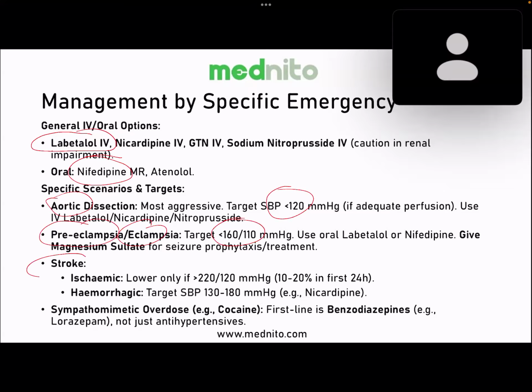All right. If it is an ischemic stroke, you'll have to lower the blood pressure only if the patient has more than 220 by 120. This is a new guideline. Please do stick to the guidelines. All right. If it is hemorrhagic stroke, the most important thing is the systolic blood pressure needs to come down to 130 to 180.